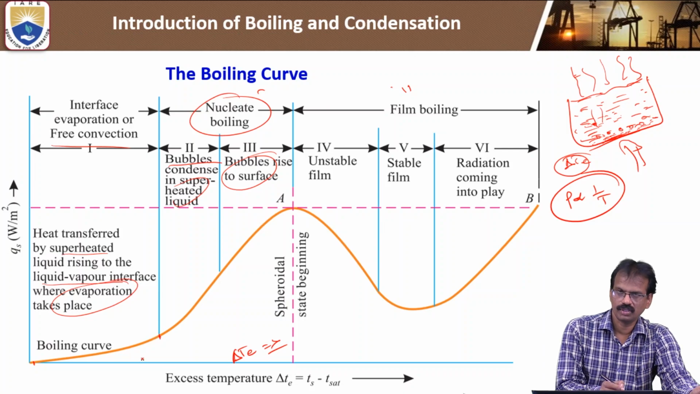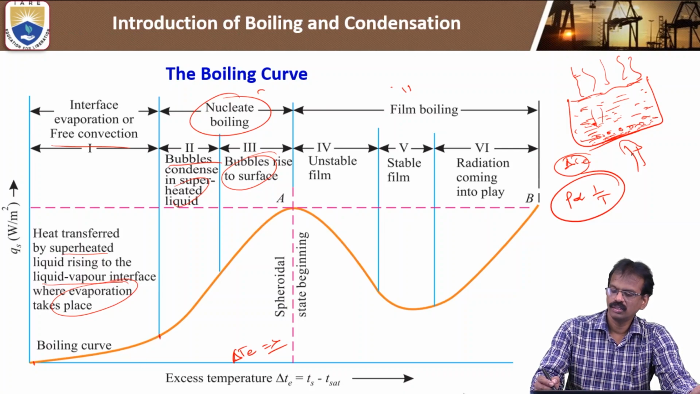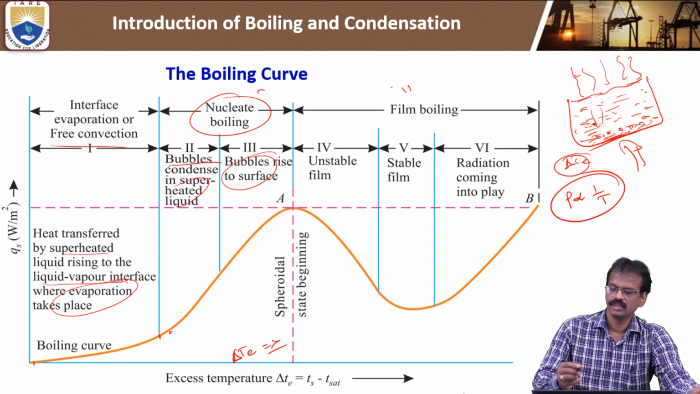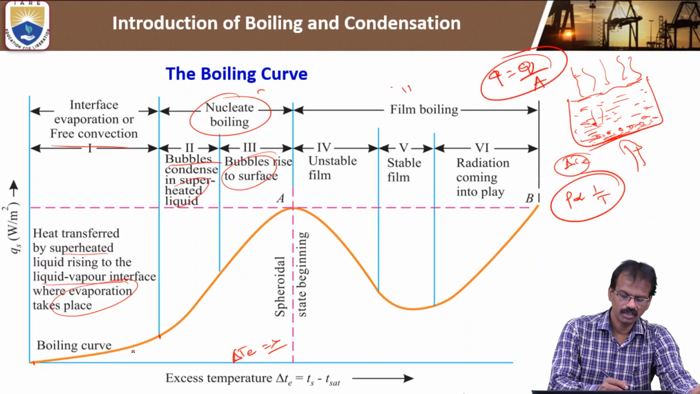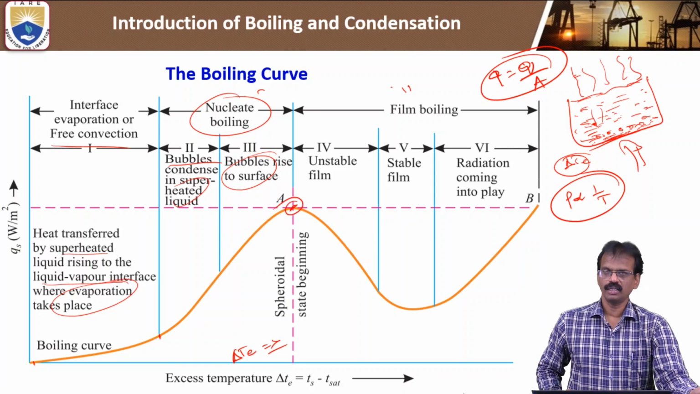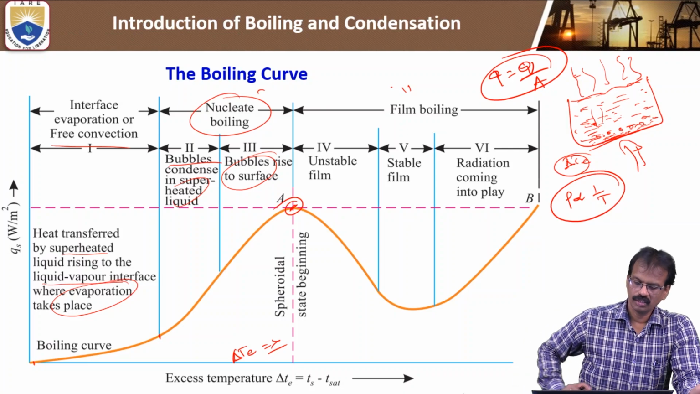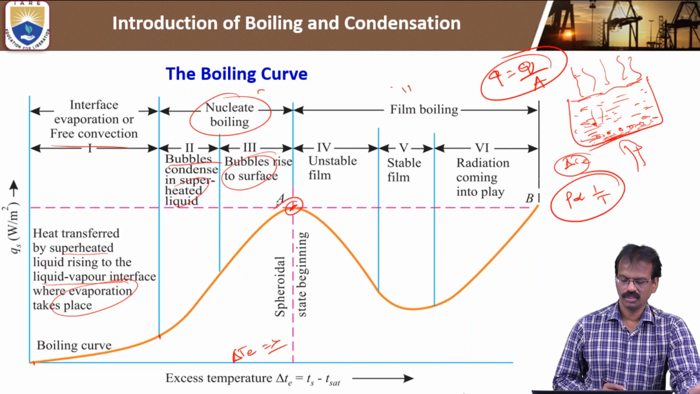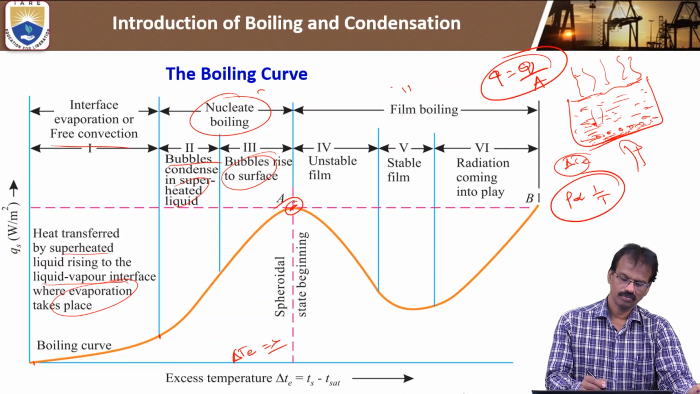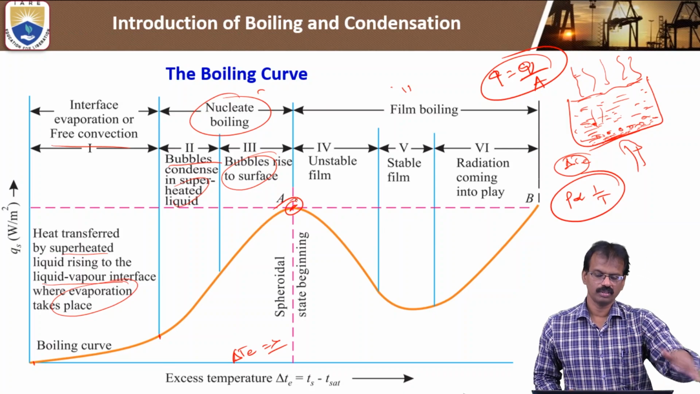We will see the heat transfer rate. Heat transfer rate means heat transfer between the solid surface and the liquid. So the heat flux, small q, capital Q by A, will increase gradually, but it reaches a peak at some point. That point is nothing but the critical heat flux, where the heat transfer rate or heat flux is very high. We will see this formula in the next slide also.